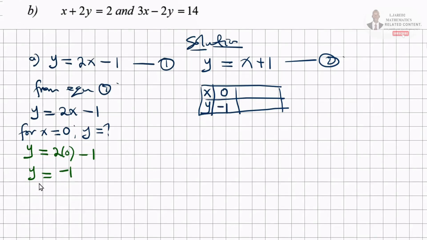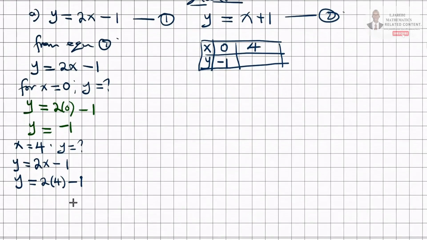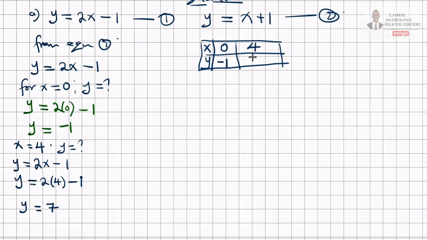What if x equals, let's try, 4? For x equal to 4, what is our y value? From y equals 2x minus 1, substituting x equal to 4, we have y equals 2 multiplied by 4, take away 1. As we simplify this, it is 8, then 8 take away 1, we have 7. So when x equals 4 in equation 1, y equals 7.